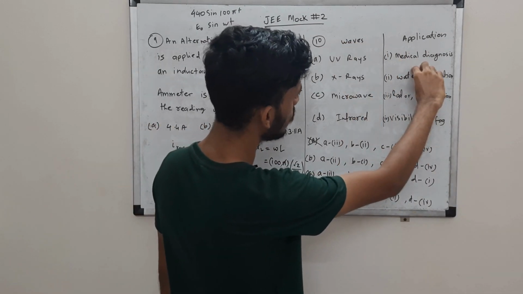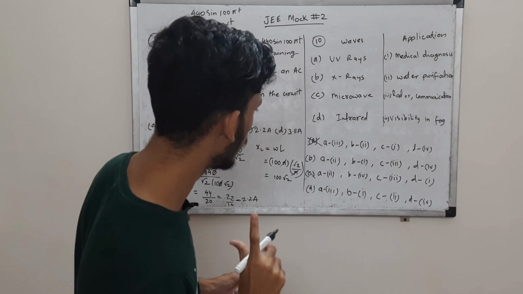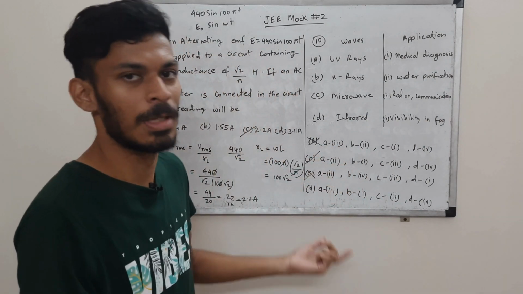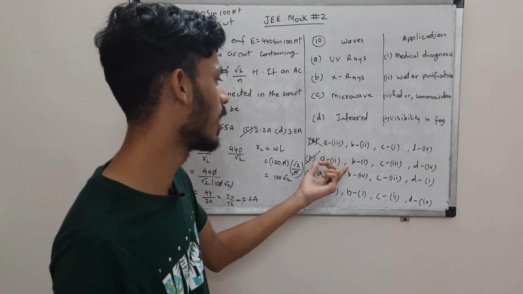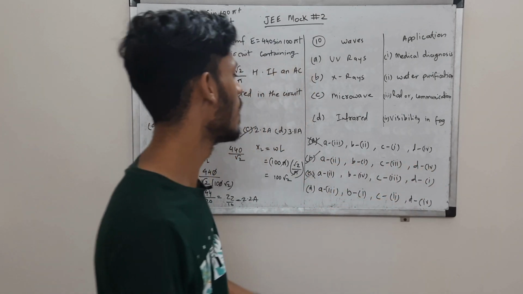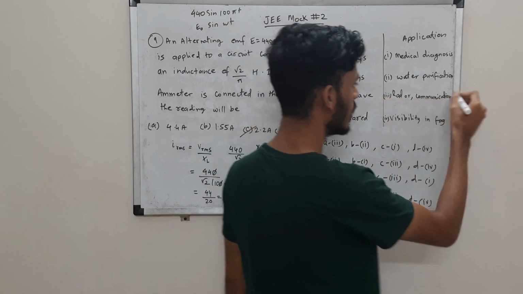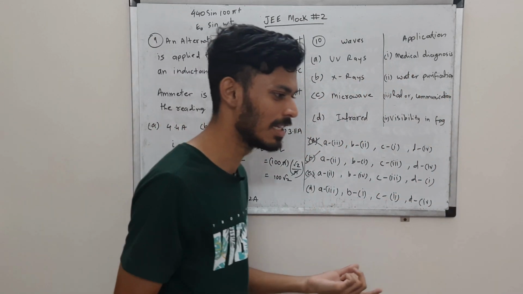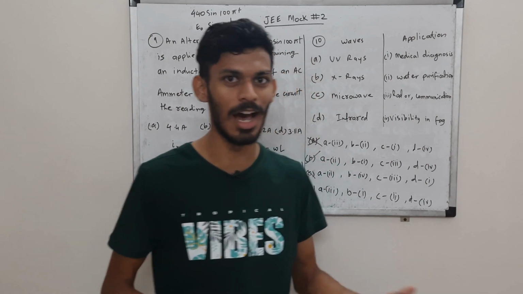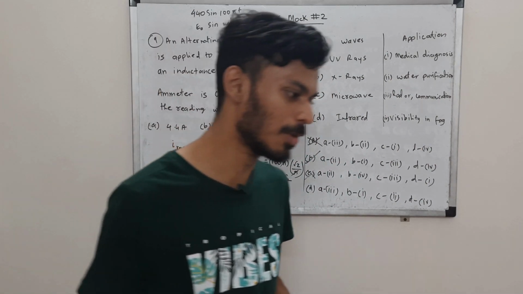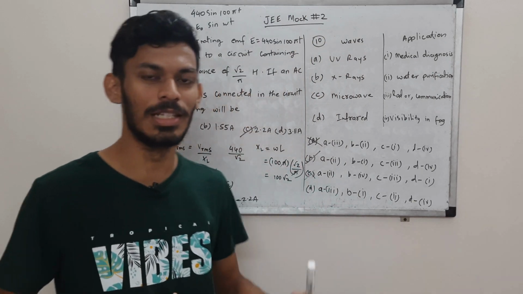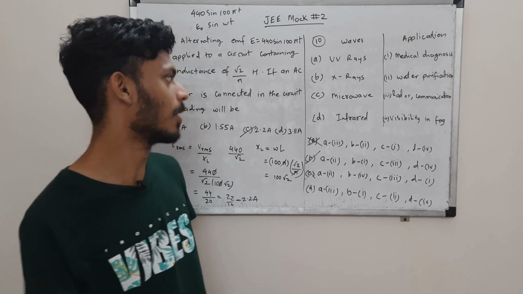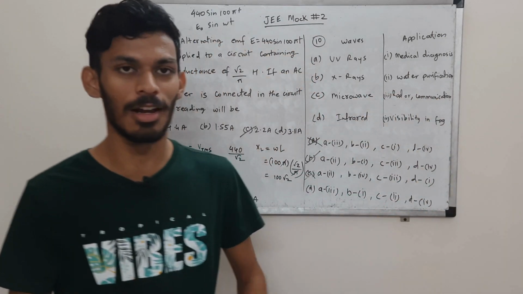So UV are used for water purification. So A is for 2. You could have directly guessed the answer from this. You don't have to know about these two things, but still I'll tell you that microwave is correctly matched with communication. Microwave, if you see, is very close to radio, right? Radios are used for communication, right? So it's high wavelengths that are used majorly for communication. So microwave is also used in communication.